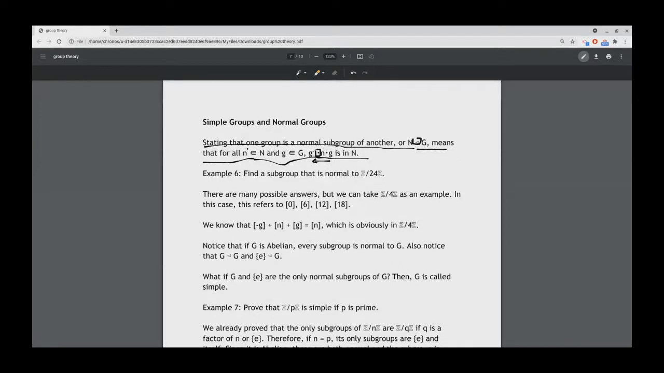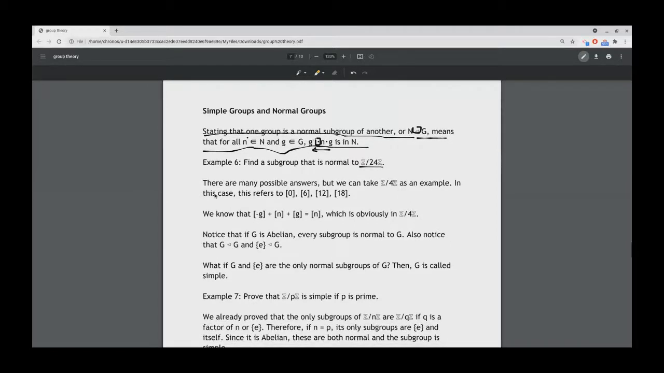Find a subgroup that is normal in Z over 24Z. There are many possible answers to this question, but we can take Z over 4Z as an example. In this case, this refers to 0, 6, 12, and 18. That's just for ease of access. They could technically be 0, 1, 2, and 3, but it's isomorphic to 0, 6, 12, and 18, which lines up with Z over 24Z. So it's just a lot easier to do the calculations this way.